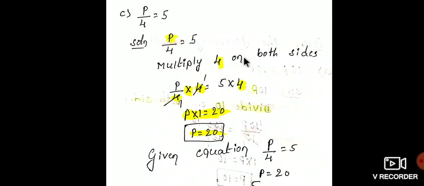Multiply 4 on both sides. Therefore p by 4 into 4, and here also 5 into 4. This 4 gets cancelled. This is the multiplication symbol. p into 1 is equal to 5 4s are 20. p into 1 means 1 into p, so p is equal to 20. This is the solution. So we have to check whether p is equal to 20 holds good or not.